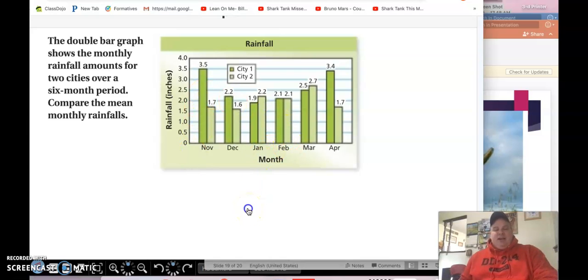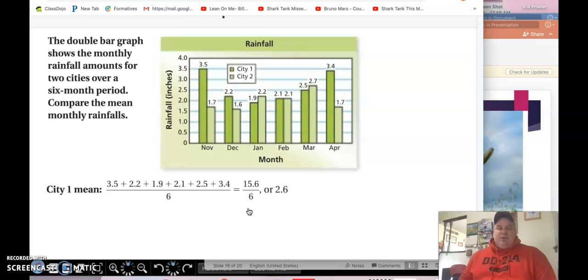If you did that, it should look like this. City number 1 has an average of 15.6 divided by 6, or 2.6 inches of rainfall. Okay, so now that you know what you have to do, I want you to figure out city number 2. Go ahead and press pause and add up 1.7, 1.6, 2.2, 2.1, 2.7, 1.7, and then divide it by 6.